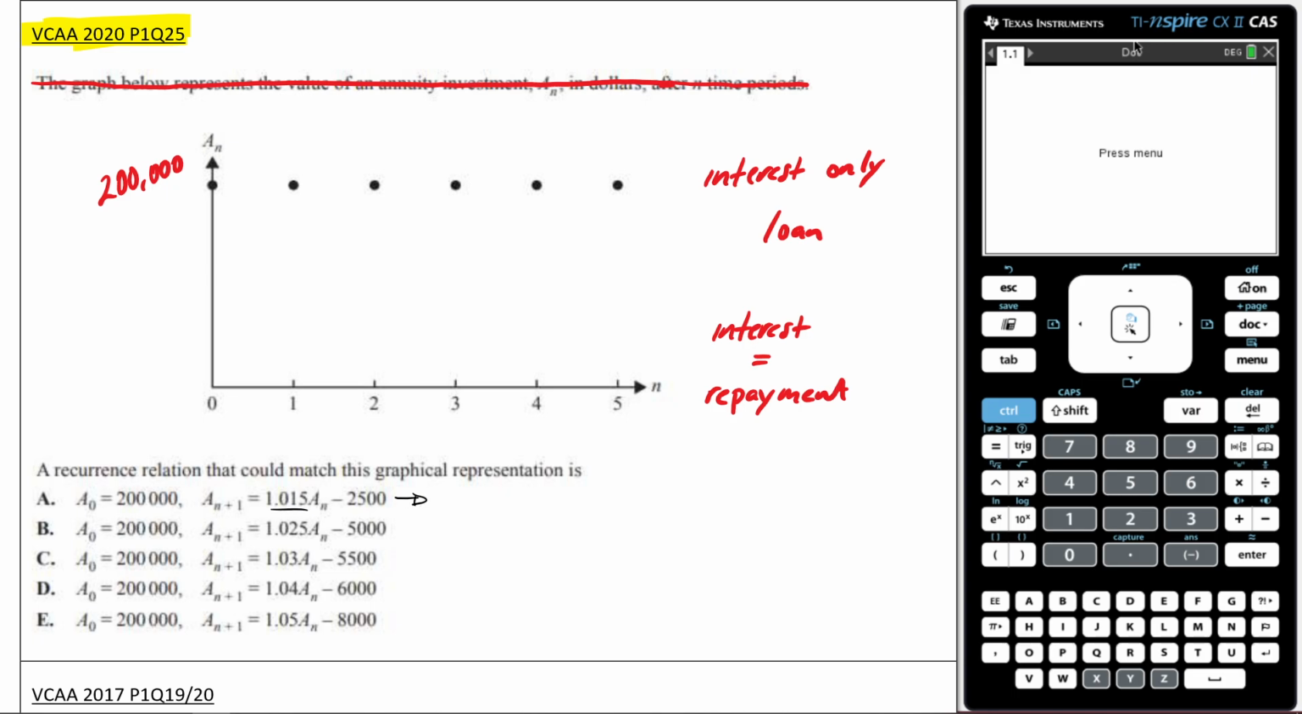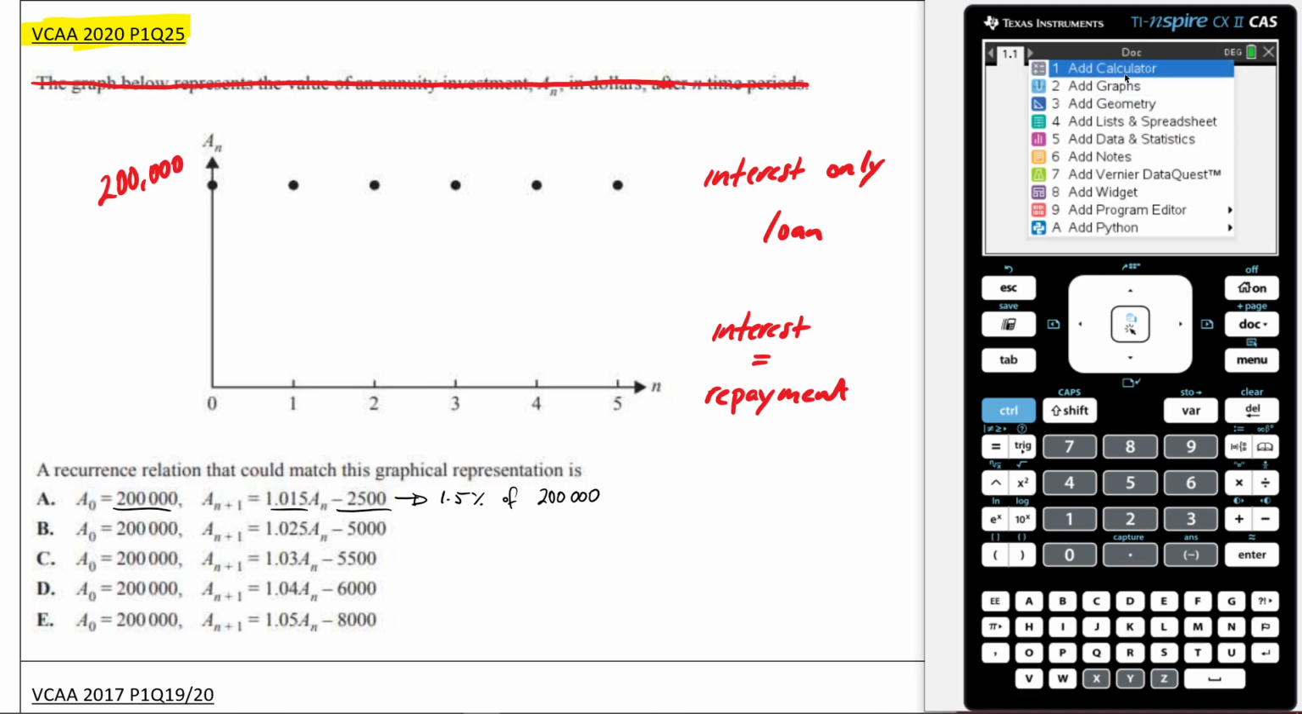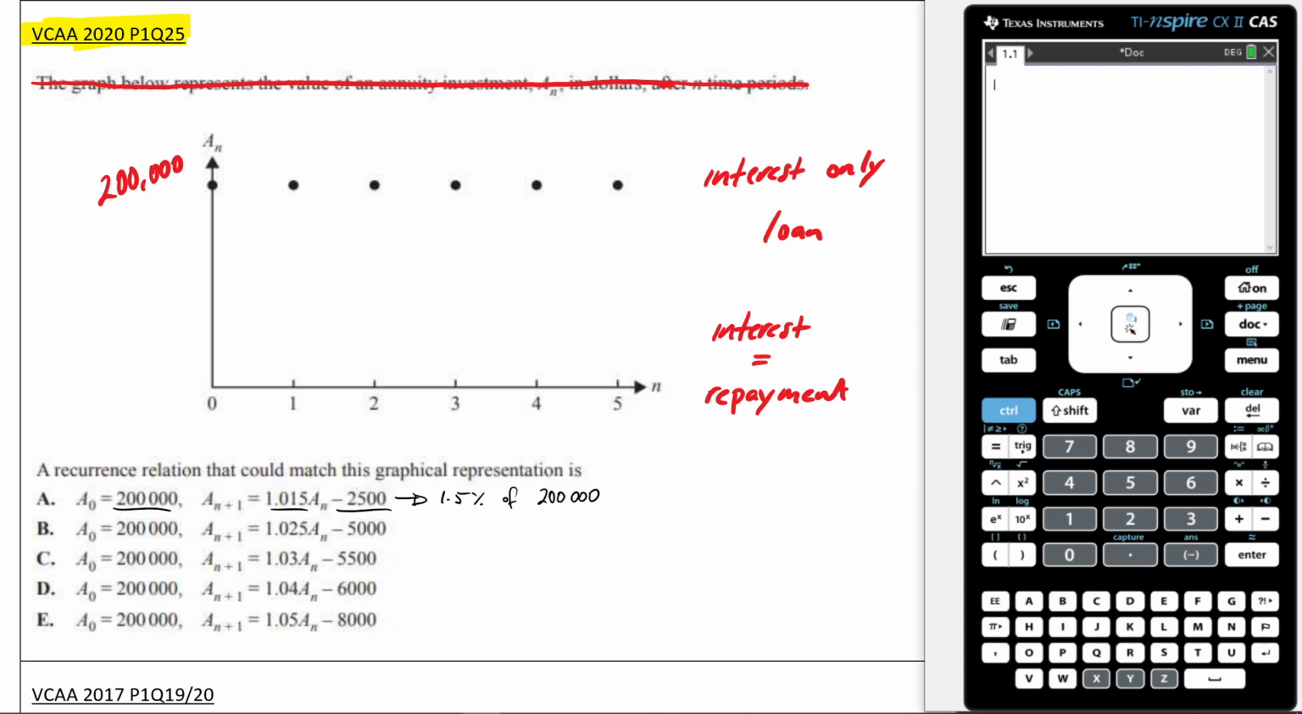Now, what that means is 1.5% of the initial amount, which is 200,000. And what it should be equal to is 2,500 if A is the correct answer, because that would mean the interest generated on $200,000, so 0.015 times 200,000. Well, as you can see, that's 3,000, which is not the same as 2,500.